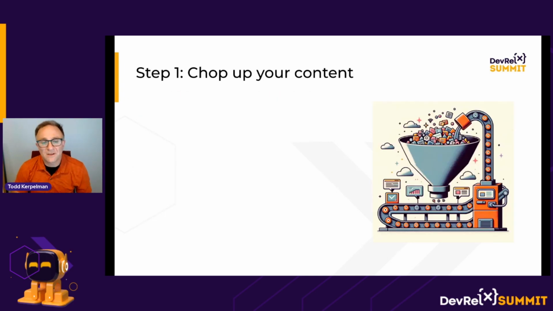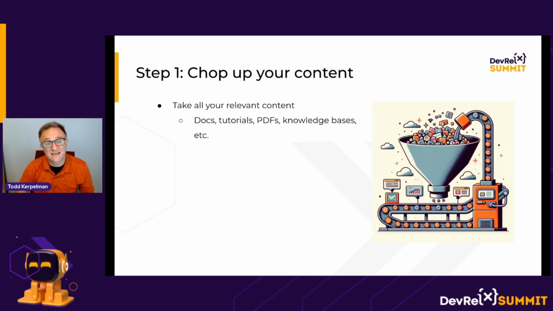So if you want to build a docbot that is trained on your documentation, you have to perform a few steps. First thing you've got to do is take all of your content and chop it up into little pieces. So we took all of the content that we felt like a docbot should know about. And for us, that's our documentation pages. We have some implementation guides in PDF form. We have a lot of YouTube video tutorials that we grab transcripts for and so on.